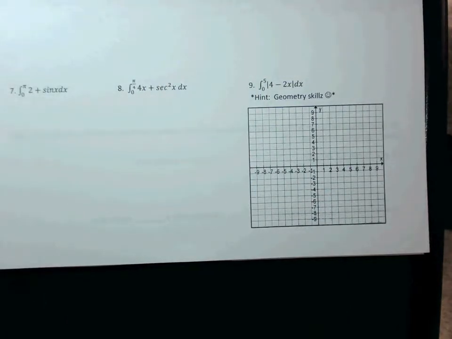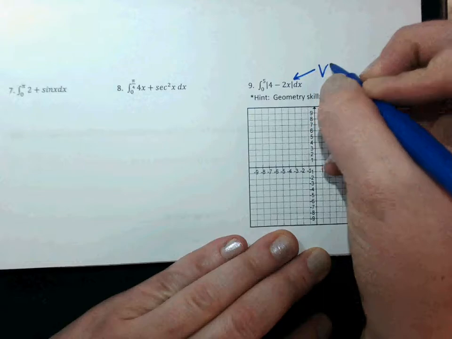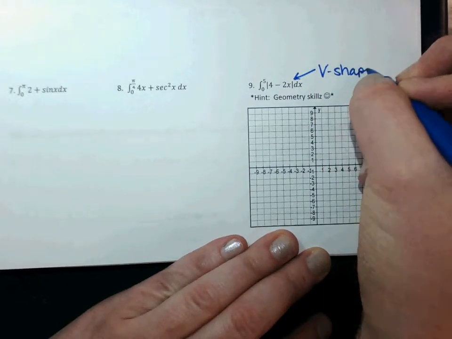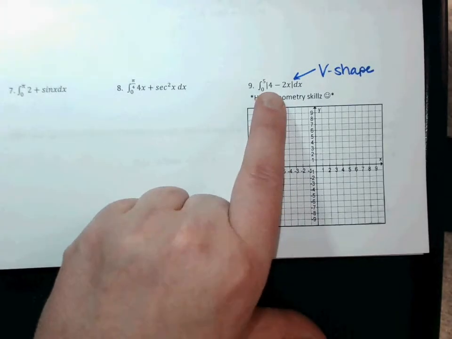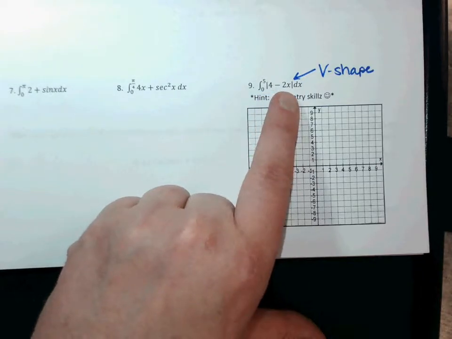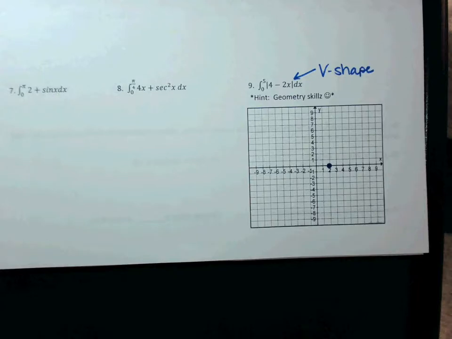Okay, so 4 minus 2x. This is going to be a V shape. And what x value would make the inside of that 0? 2. Okay, so do you see if I did 4 minus 2 times 2? So I'm going to start my vertex at 2, 0. Because 2 would make the inside of that y value 0. So that's where my V starts.